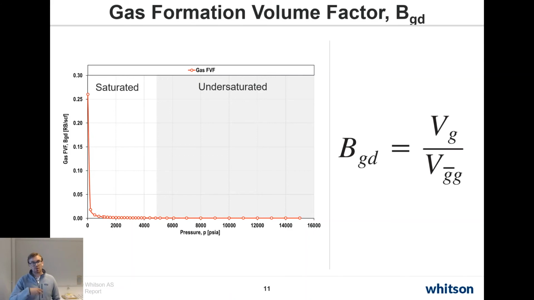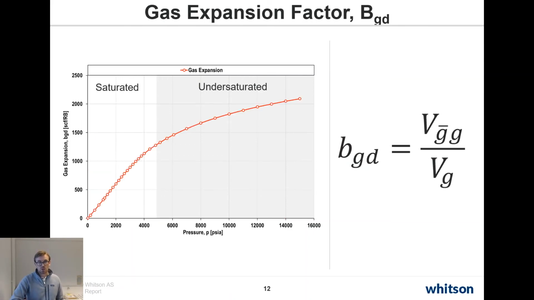and that's why when we actually plot gas formation volume factor, we typically plot the inverse of gas formation volume factor, which is called the gas expansion factor, which is the so-called small bg. And I see there's an error up here. It should be a small bg or 1 over the large Bgd. And again, this is just the inverse.